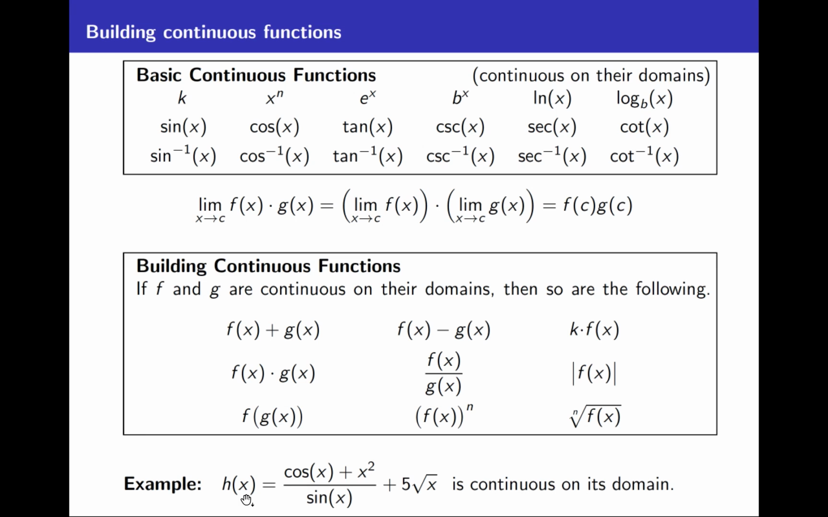And now you're adding two continuous functions together, and you're guaranteed to get a continuous function. So any complex function like this h of x, that you've built up out of basic continuous functions using these operations, that's guaranteed to be continuous.